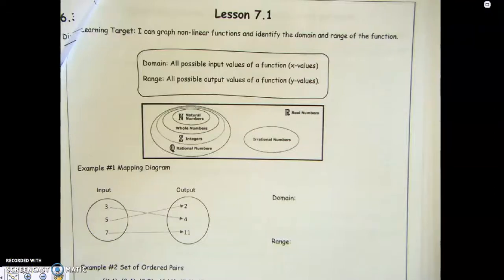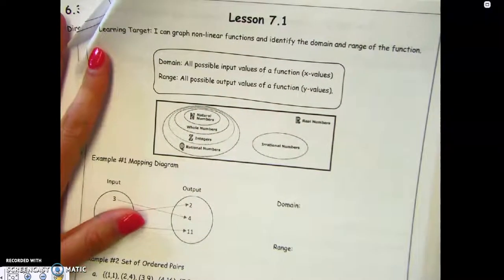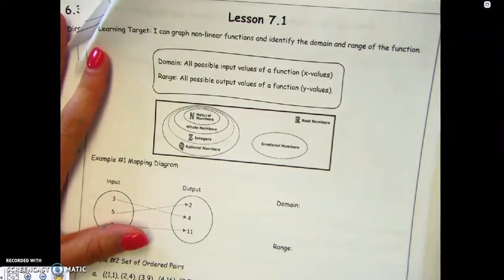All right, so in this lesson, you're definitely going to want to use a graphing calculator, or you can use Desmos's graphing calculator, and if you just Google that, it will come right up and you can graph functions that way as well. So the learning target for this lesson is I can graph nonlinear functions and identify the domain and range of the function.